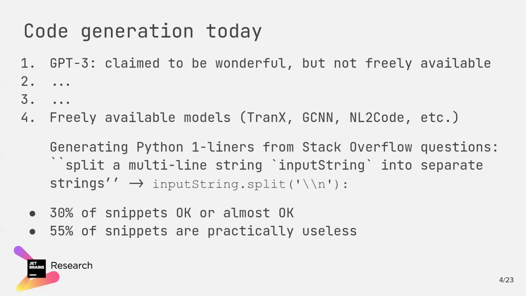For example, let us consider the task of generating a Python one-line program from a Stack Overflow question, which is used as a natural language intent. An example that could be thought of is: split a multi-line string called input string into separate strings, and the proper answer being input_string.split('\n'). So 30% of the snippets that are generated by the best model currently available are okay or almost okay.